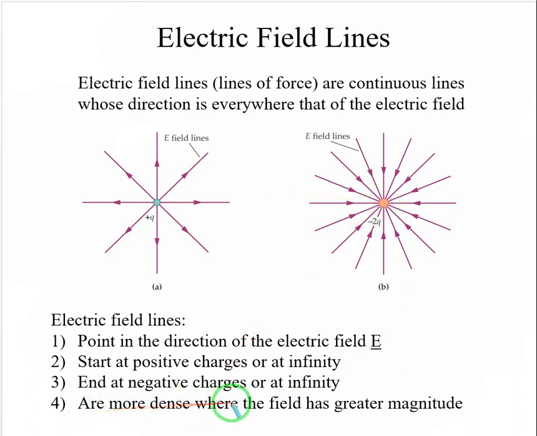Lines are also denser where the electric field has a greater magnitude. What does it mean? When we have a strong electric field at a point, we can say that the electric field is denser at this point, because the magnitude of the electric field is greater. So the electric field is too much here, which means the electric field lines will be denser at this point. Okay, so these are some electric field line characteristics.